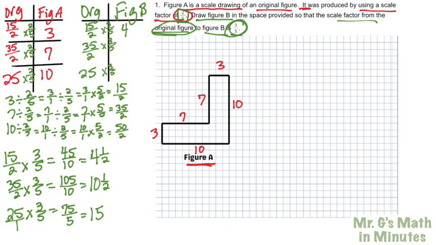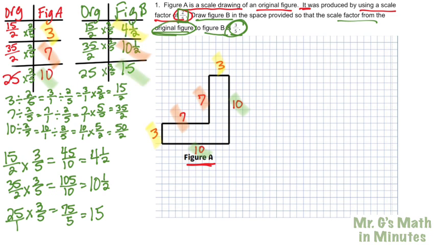So we have 4 1/2. We've got 10 1/2. And we've got 15. So that means wherever I have a 3 in my original figure, so 3 here and a 3 here, that is now going to be 4 1/2. Anywhere I have a 7, that's now going to be 10 1/2. And anywhere I have a 10, that is now going to be a 15.